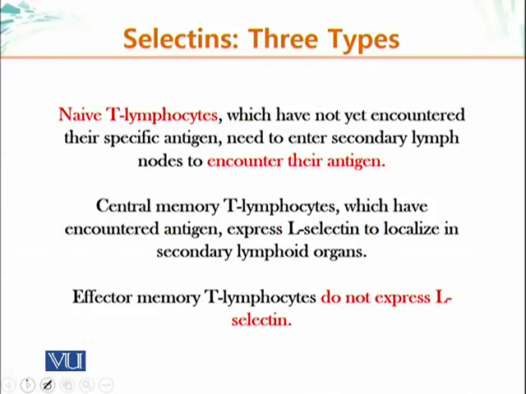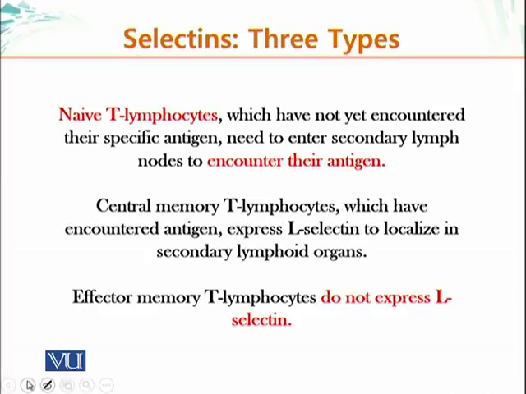Naive T lymphocytes, which have not yet been activated, have yet to encounter the specific antigen presented by the APCs, or the antigen presenting cells. They enter the lymph node and encounter their antigen via APCs, and then they also have to exit the secondary lymphoid organ. Now again, please appreciate that this interaction has to be temporary, because we don't want the white blood cells to stay there permanently.